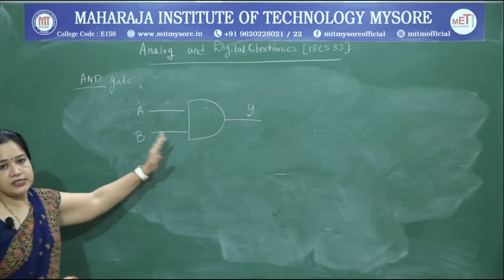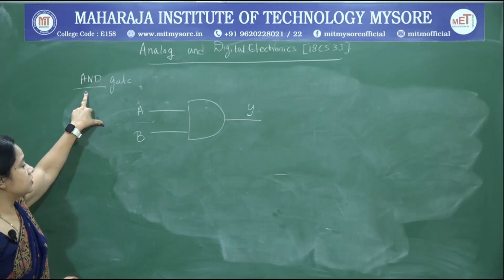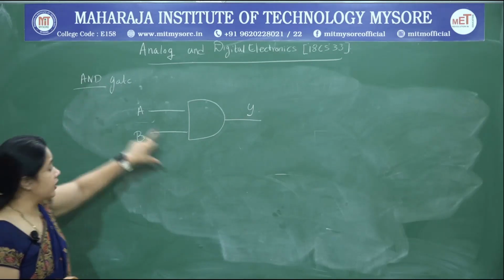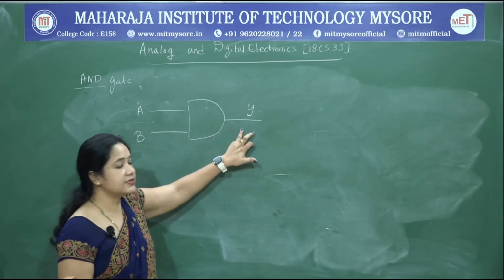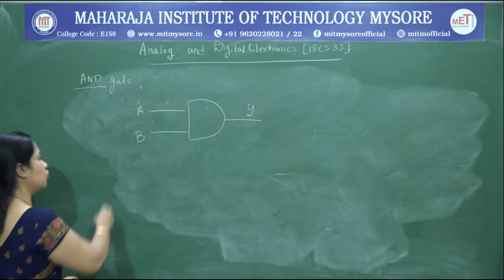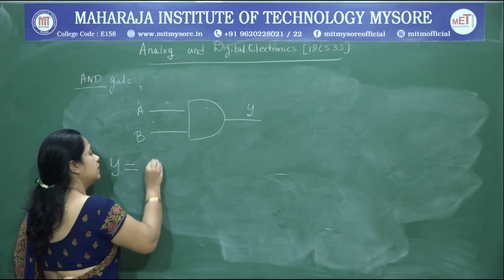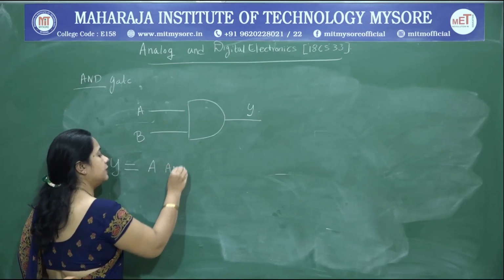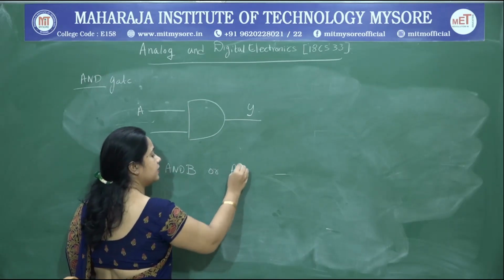So a NAND gate is symbolically represented this way, and an AND gate is represented symbolically like this. And what is an AND gate? So AND gate, as the name indicates, the output is A and B. So the expression for output Y is A and B, or simply I can write it as AB.